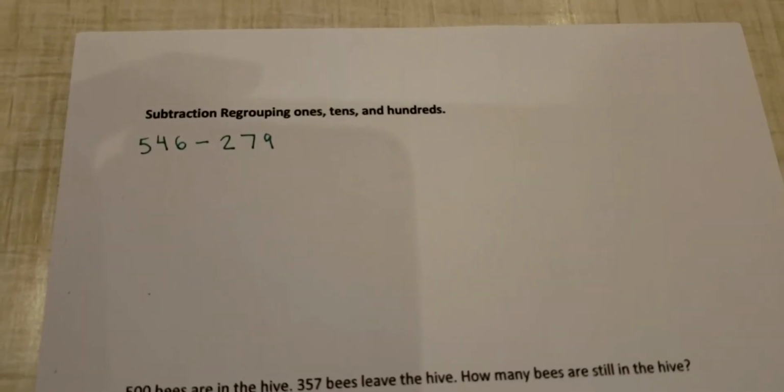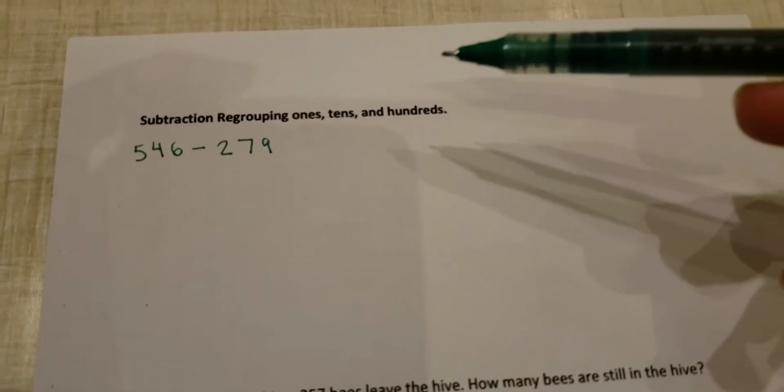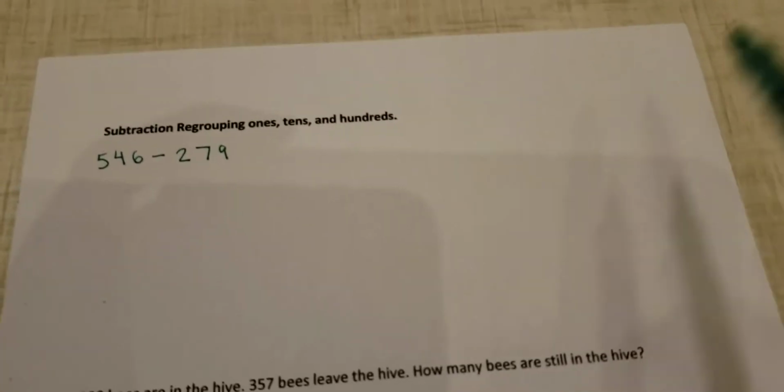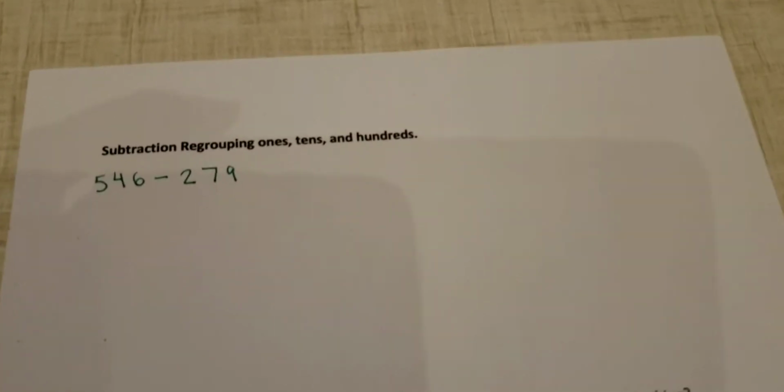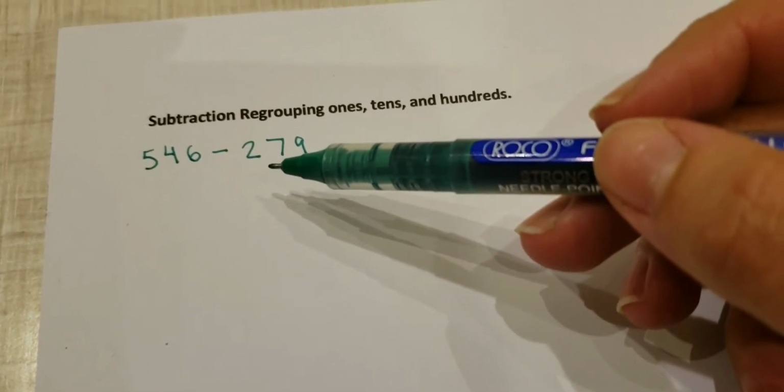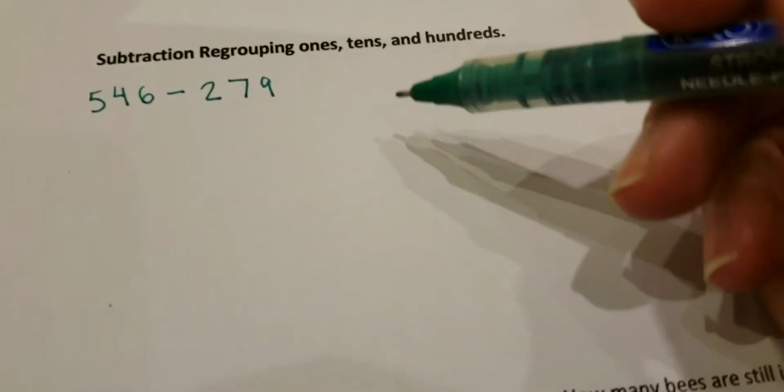In this tutorial, we are going to practice subtraction, regrouping the ones, tens, and hundreds place value, okay? So, in this problem, we see that we have 546 minus 279, okay?